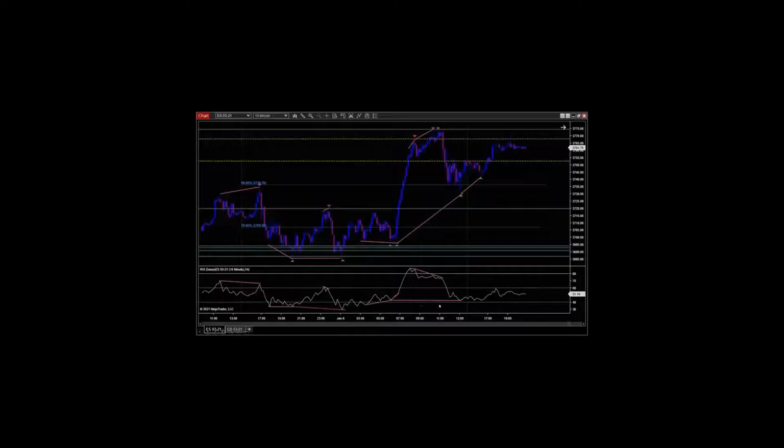Now, you can also notice here that we did end up getting what's known as a bullish hidden divergence off this final low. And this low was lining up directly with 50% of this leg. So these are the things I'm looking at when I'm looking for my trades.